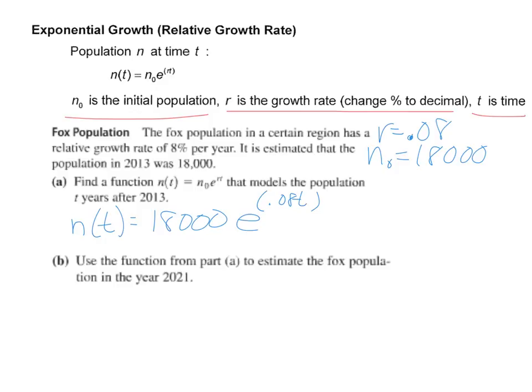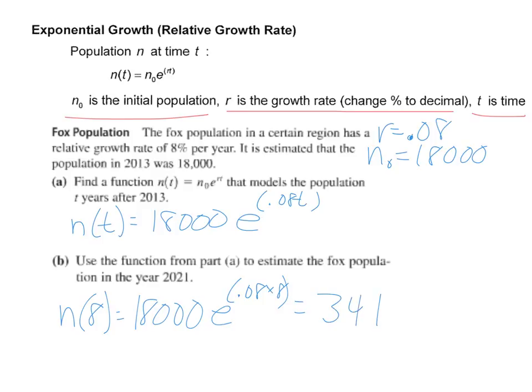Part B, use the function from Part A to estimate the fox population in the year 2021. So 2021 is 8 years later after 2013. So we're finding n of 8, 18,000 e to the power of 0.08 times 8. And that comes out to be 34,136.